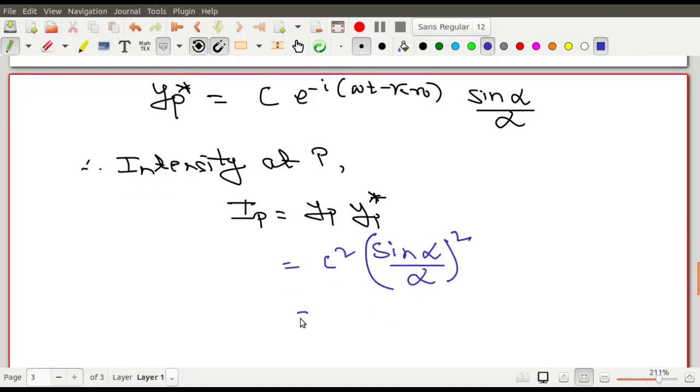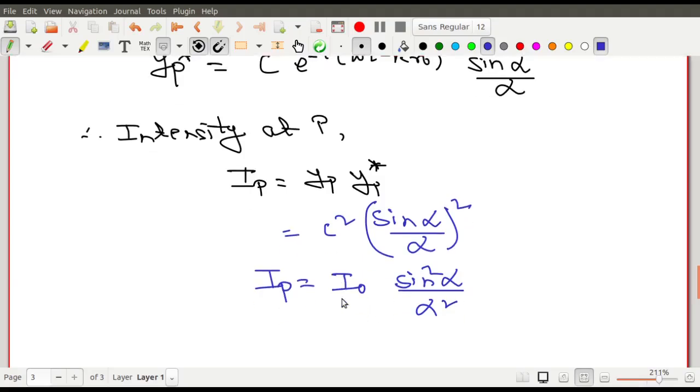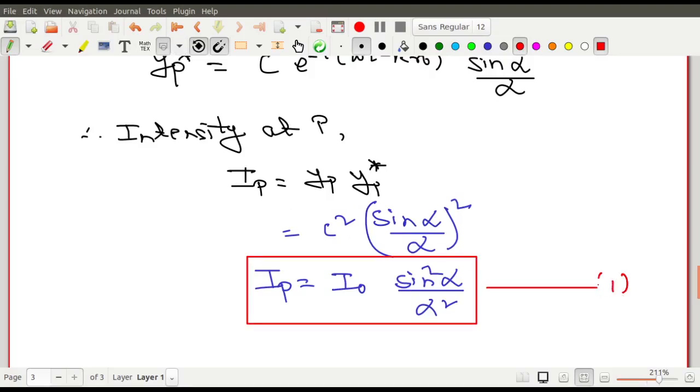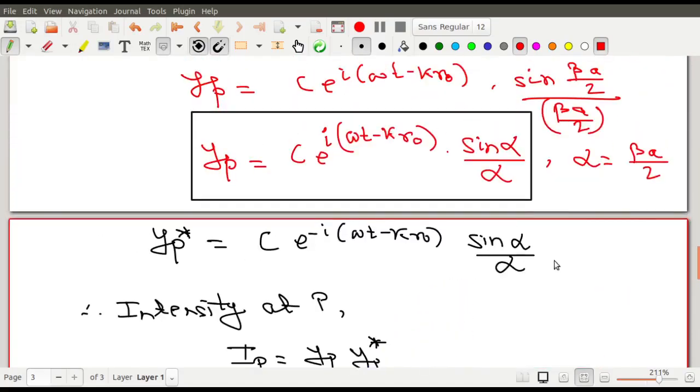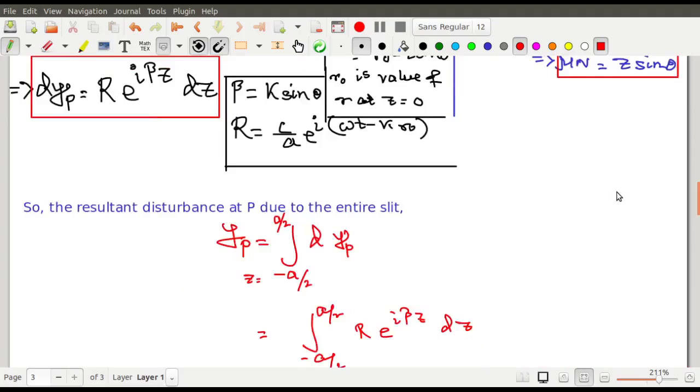Let me write this portion as I0, so it is I0 sine square alpha by alpha square, which is Ip. Henceforth I will be dealing with this I0 component only. So this is the intensity pattern that you will find on the screen. This is the intensity distribution pattern due to a single slit, and you see that there is a distribution depending upon alpha. Alpha depends upon beta, and beta depends upon theta.